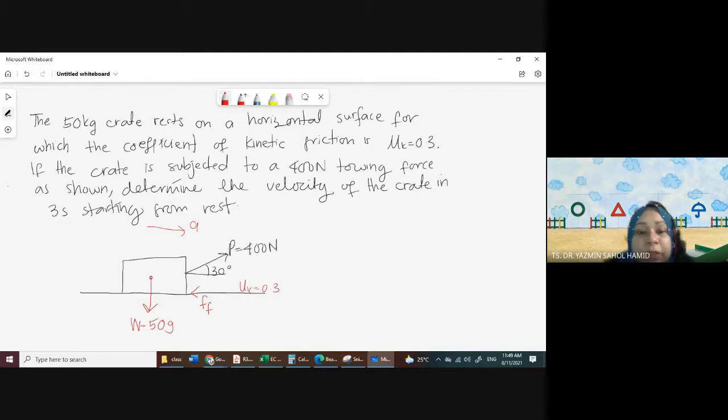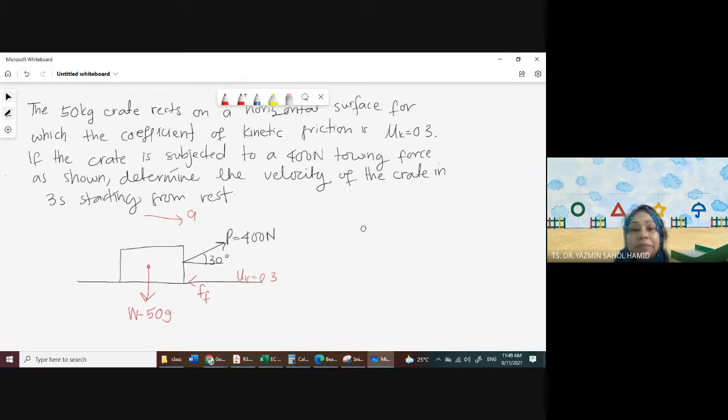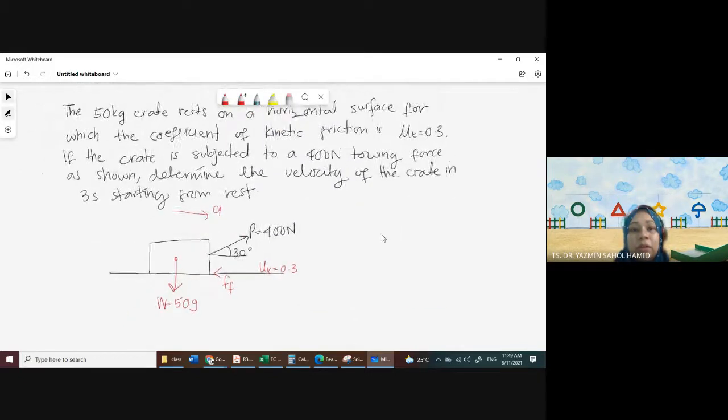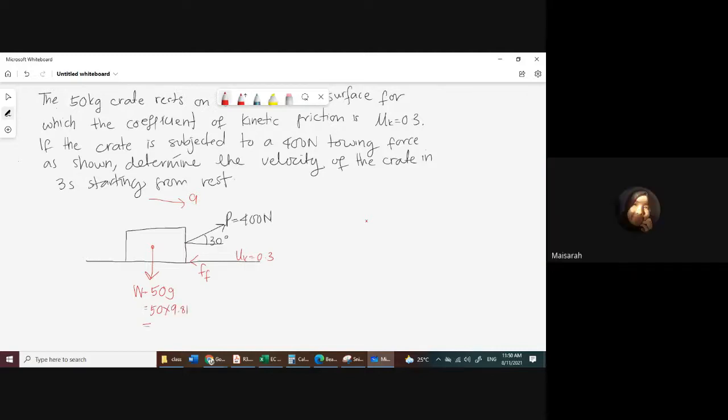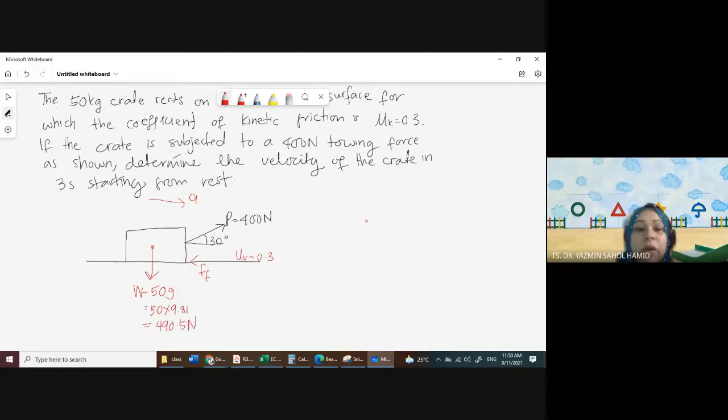Do you know why 50 g? Because of its mass, right? Okay, so 50 g is how much? Can you please calculate for me? 50 times 9.81 is how much? 490.5 Newton. Okay, Newton, good. Okay, so then you have the weight and then you also have the normal. What else do you have? Okay, so done.